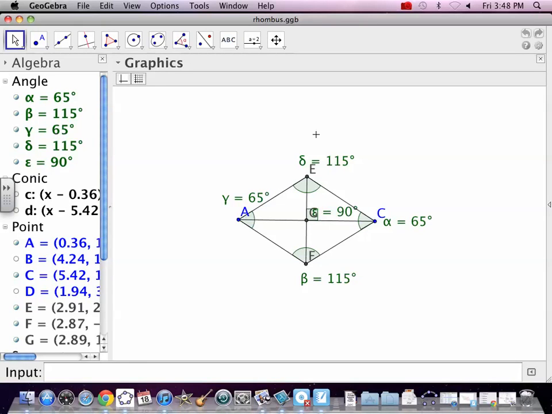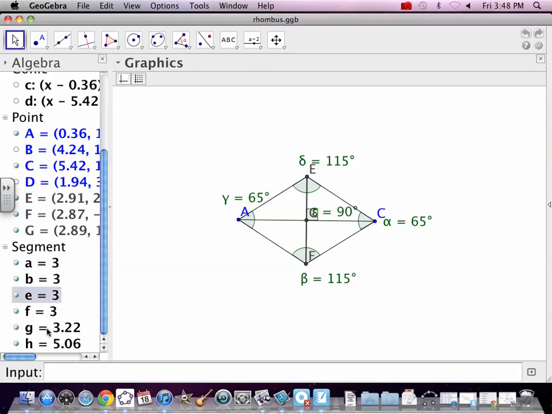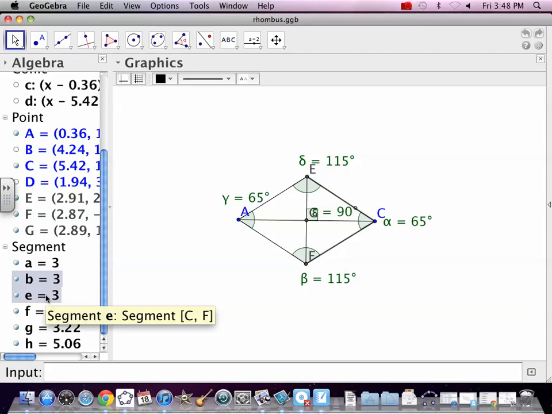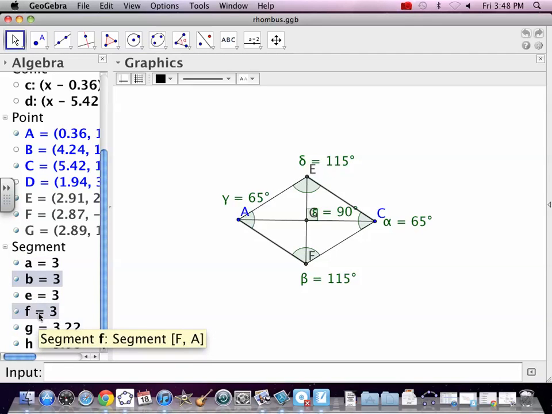Now we got, again, two parallel opposite angles are congruent. Now we got all sides are the same. So that side's 3. I'm looking over here on the left. That side is 3. The sides are bolding when I hover over them. 3, 3, 3. All the sides are 3. All the sides are the same.